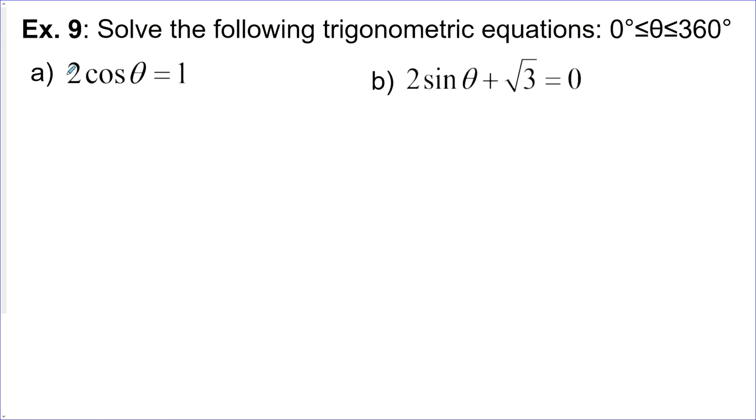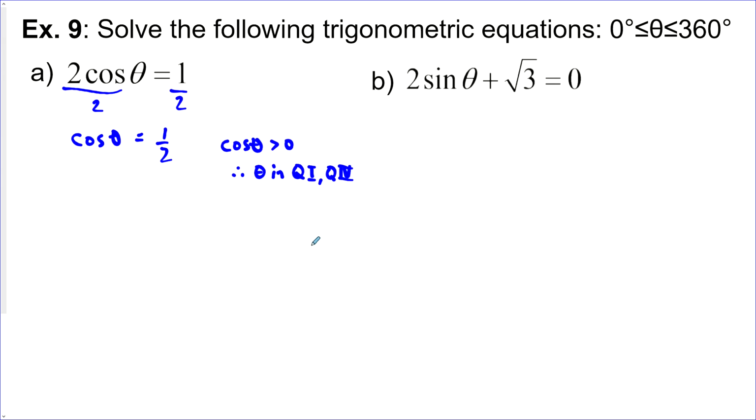Now we'll solve these trigonometric equations. They still have the same domain restriction, 0 to 360 degrees. Looks like here we can divide both sides by 2, and then we get that cos theta is equal to 1/2. Now if cos theta is greater than 0, it means that our answers are in quadrant 1 and quadrant 4. So let's go find this.